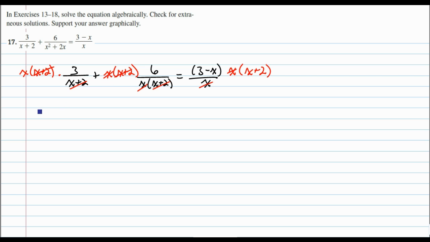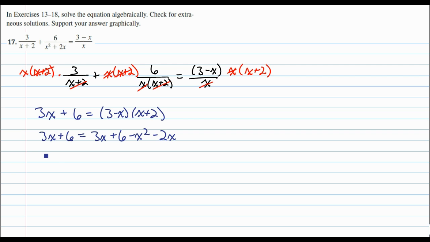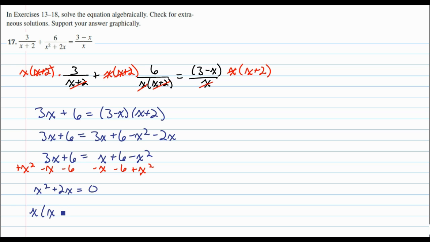I can simplify and multiply out what's left over, combine like terms, set the right side equal to 0, which means I'm going to have to get rid of 3 different things: the x squared, the minus 6, and subtract x. Take out the greatest common factor, which leaves me with x times x plus 2, so that x can equal 0 or negative 2 would possibly make the left side equal to the right side.